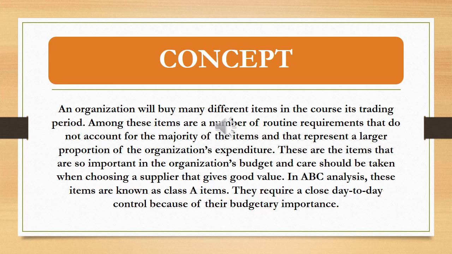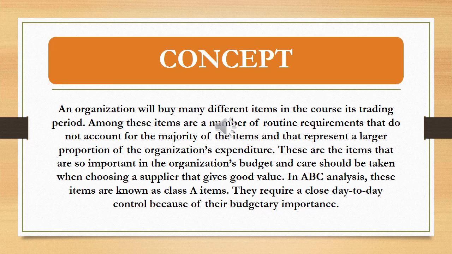Then we have class B. Class B items, these are the materials that fall in between class A and C. Hapo katikati, we have class B items. We see that any item that is intermediate between class A and class C is put in class B. Class B items should be regularly reviewed, but not as closely controlled as class A items. They are very important to our budget as well as income, but they are not as important as class A.